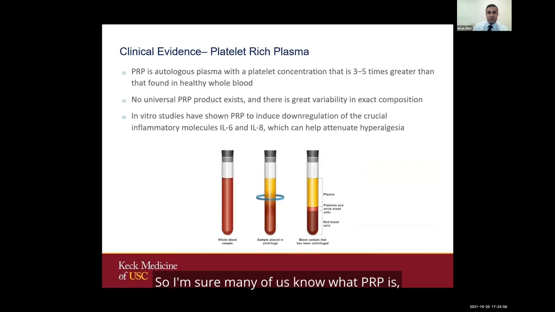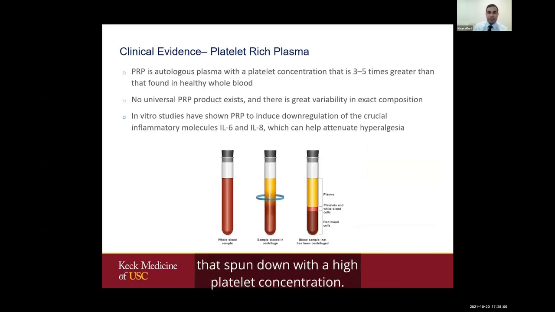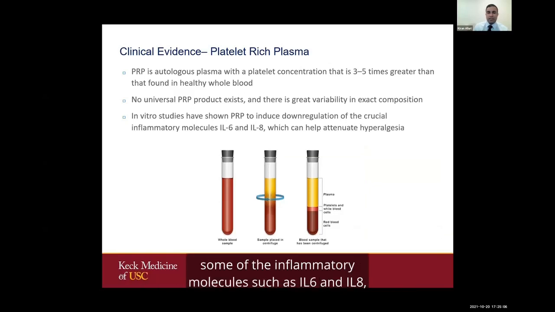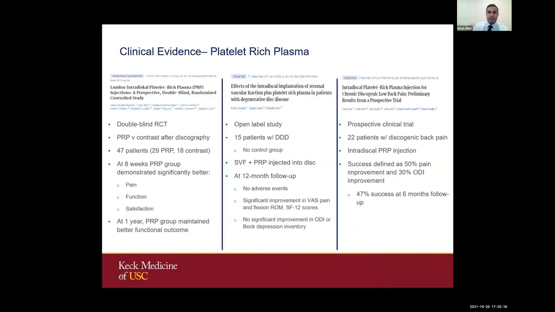So I'm sure many of us know what PRP is, but it's just autologous plasma that's spun down with a high platelet concentration. And some basic science studies have shown that PRP can downregulate some of the inflammatory molecules such as IL-6 and IL-8 and help attenuate hyperalgesia in the lumbar disc. And this is sort of the scientific or basic science background for why this may work clinically.